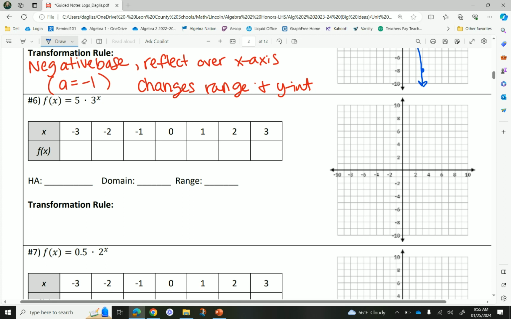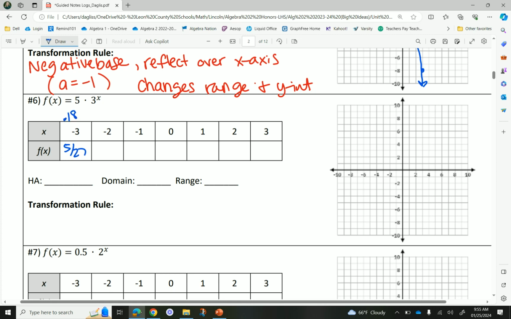Because negatives are reflections. So what happens when it's just this number going on? 5 times 3 to the power of x. We did 3 to the power of x already, in example 1, so that makes it nice and easy for us. We multiply them by 5. What do we get for -3?